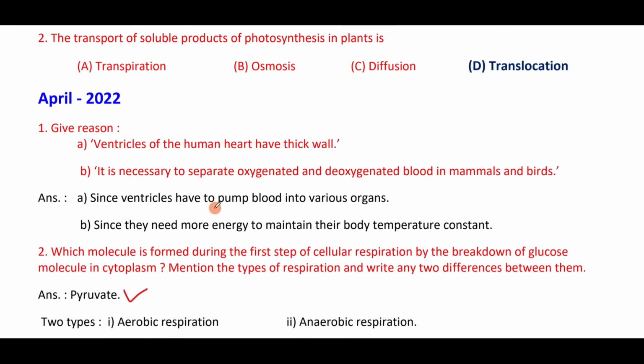Next question. Ventricles of the human heart have thick walls. It is necessary to separate oxygenated and deoxygenated blood in mammals and birds. Ventricles of the human heart have thick walls because they have to pump blood to the various organs of the body. Why is it necessary to separate oxygenated and deoxygenated blood in mammals? To maintain a constant body temperature, which requires a higher amount of energy.